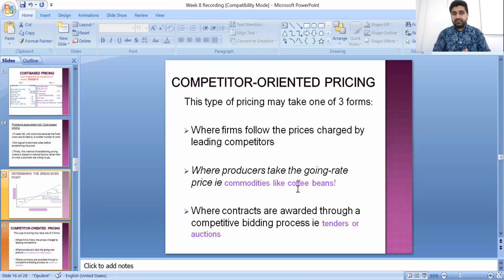Competitors-oriented pricing. This type of pricing may take one of three forms. Firms follow the prices charged by leading competitors, or producers take the going rate price, for example commodities and coffee beans, or contracts are awarded through a competitive bidding process, for example tenders or auctions. So these are three different forms through which price can be fixed based on competitors.